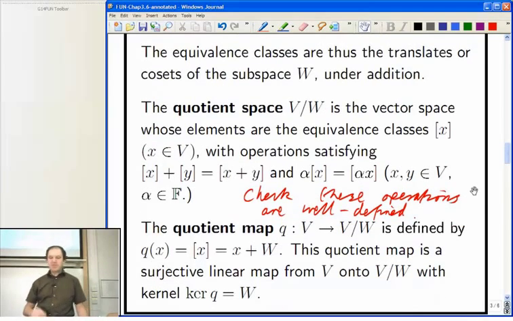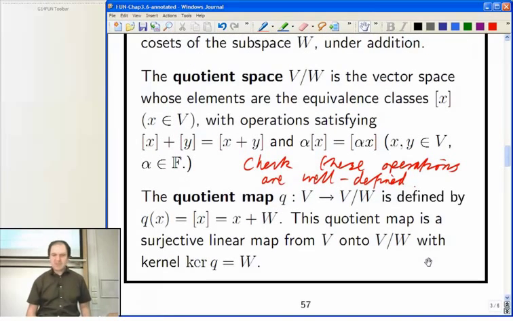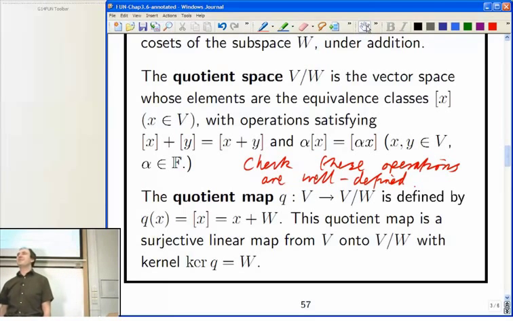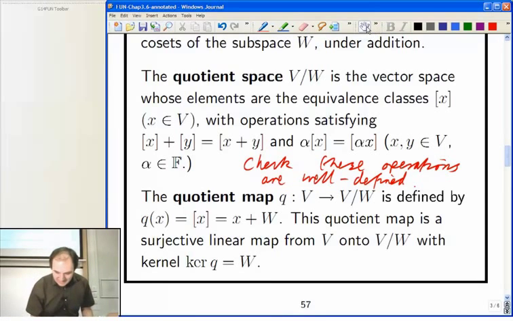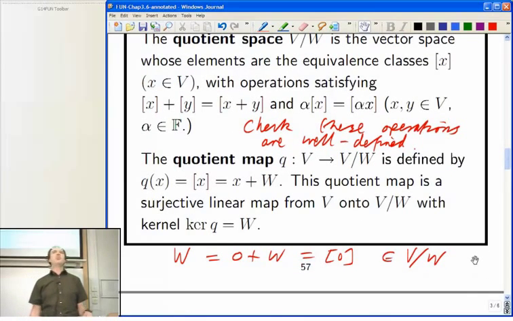But this is standard theory. And then we have the quotient map Q, which maps V onto the quotient V over W, which takes x to its equivalence class, or takes x to x plus W. So x plus W is a typical element of the quotient space. It's a surjective linear map, and the kernel of it are those things which are mapped to the zero element. And this is the interesting thing. So the kernel of Q equals W as a subspace of V, but notice that what is the zero element of V over W? It is W. W regarded as an element of the quotient space, because W is the equivalence class of zero. So notice that this is W regarded as a subspace of V, but also W equals 0 plus W is the equivalence class of 0. So that's in V over W. And so you could say W is the zero element of the quotient, but we normally write 0 instead.